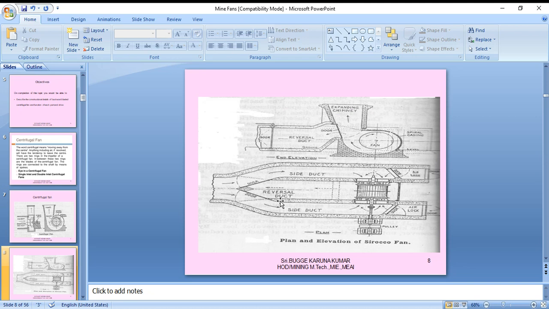So here you see the complete plan and elevation of the centrifugal fans. This is a common rotor, airlock, side duct. This is also a side duct, reversal duct, reversal duct. The fan's spiral casing has an expanded chimney. Depending upon the requirement, the door can be closed. This is a sectional view of the fan.